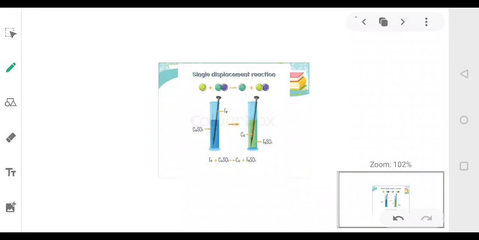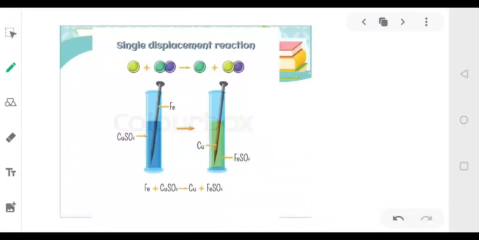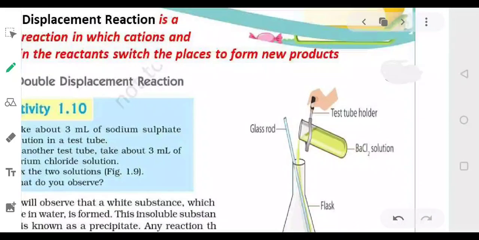This is the experiment which you might have performed. Here we have an iron nail and copper sulfate solution. When we keep this iron nail in the copper sulfate solution for a few minutes, you will observe that the iron nail gets a brownish red coating over it. That is nothing but displacement having taken place. So this is the reaction: Fe plus CuSO4 gives Cu plus FeSO4. That is single displacement reaction.